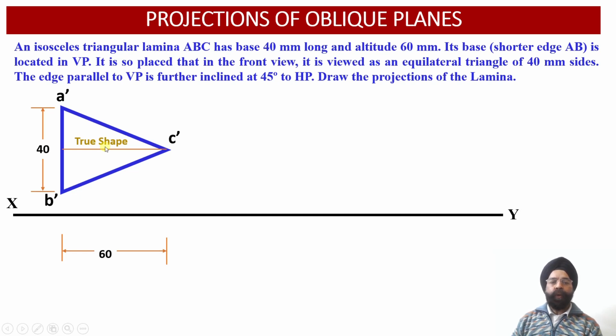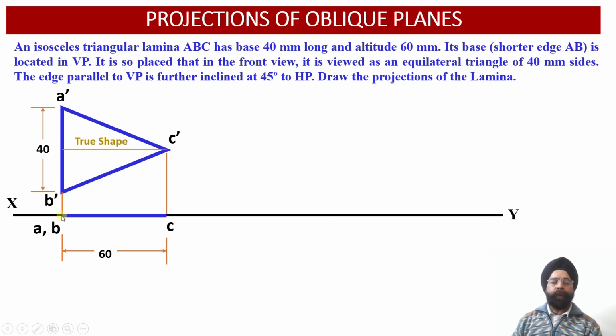Now once we obtain the true shape of this lamina in the front view projections, since this lamina is contained by the vertical plane, the top view projections of this lamina will be obtained onto the XY reference line. So A dash and B dash points are going to coincide with each other as AB in the top view. Similarly, the C dash point from the front view, once we project it onto the top view projections onto the XY reference line, we are going to obtain the point C onto the XY reference line, because A, B and C points, corresponding to the three corners of this lamina, are contained by the vertical plane.